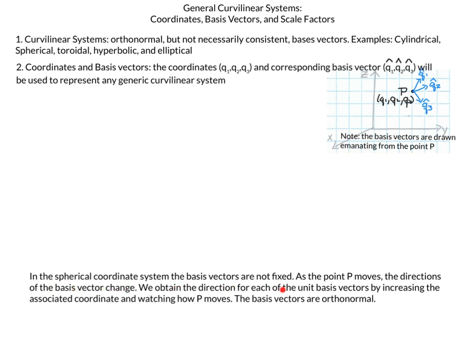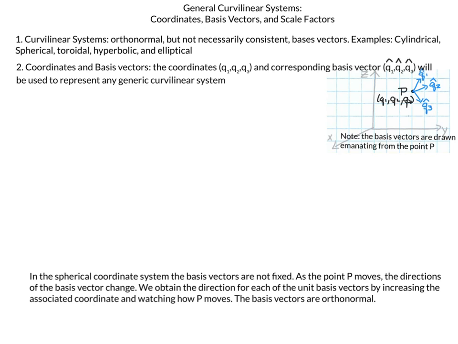And we obtained the direction for each of the unit vectors by increasing the associated coordinate and watching how P moves. And doing that, I argued that the basis vectors were orthogonal to each other and formed an orthonormal basis. And so that was our last conclusion. In this video, I did not tell you how to express these bases in terms of the Cartesian coordinates, and I also did not definitively prove they were orthonormal. And so that's what we're going to take a look at here.